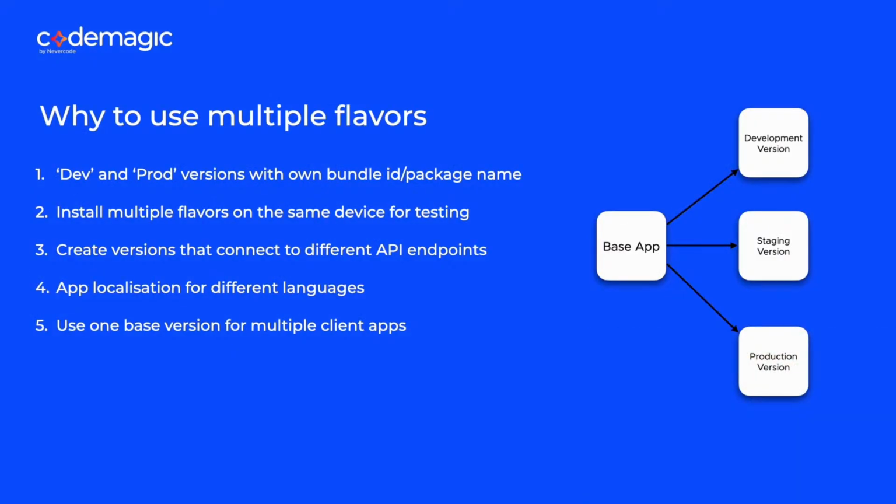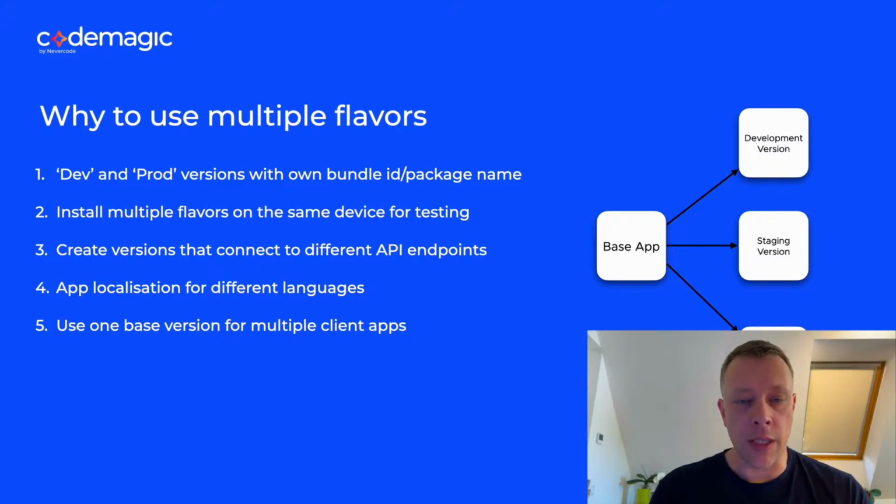So why do developers use multiple flavors? Well, it's often the case that they will have a base application and they want to create different versions of that application, whether it's a development version, a staging version, or a production version. And each one of those can have its own individual bundle ID or package name, which can be installed on the same device, whether that's for testing the application itself. It might be that you have different API endpoints that you're using for the development version, and you don't want to use that when using the production version, for example.